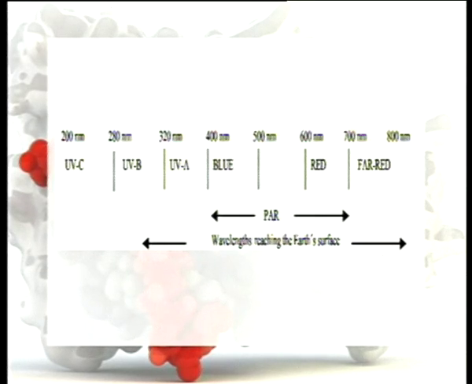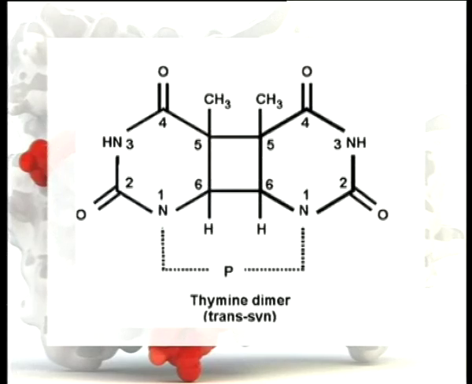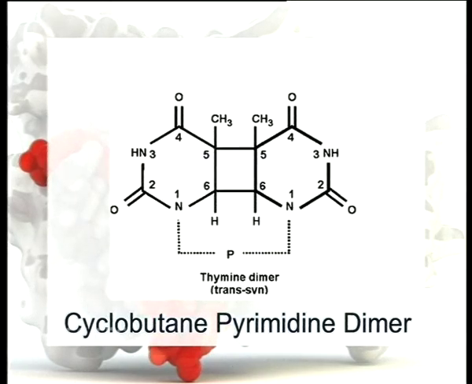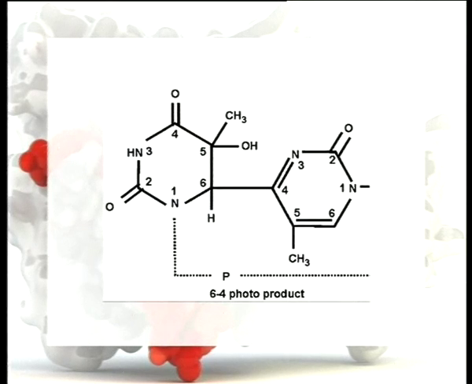The major type of DNA damage caused by exposure to ultraviolet B is the formation of dimers between adjacent pyrimidines. That is, UV photoproducts consist primarily of cyclobutane pyrimidine dimers, abbreviated CPD, and 6,4 photoproduct dimers, abbreviated 6,4-PP. The occurrence of cyclobutane pyrimidine dimers is much more frequent than 6,4 photoproducts.